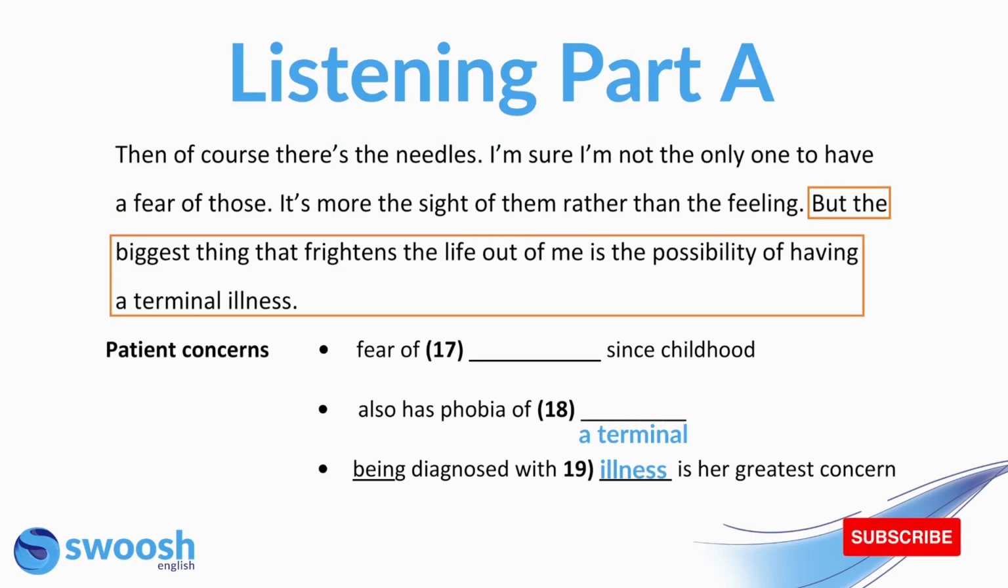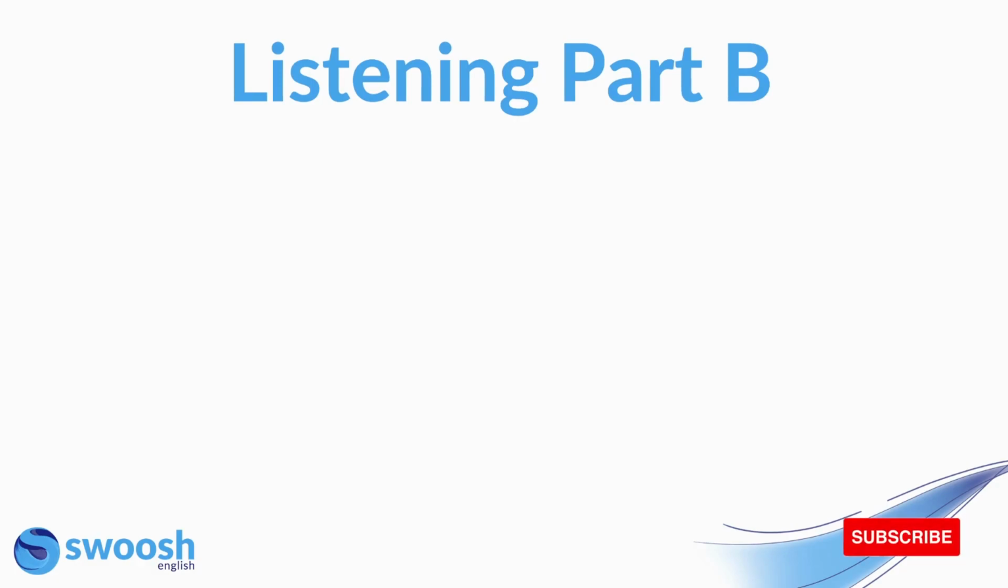And you can see that the patient says the biggest thing that frightens the life out of me. And in the notes, it says her greatest concern. So greatest concern is a different way of saying the biggest thing that frightens the patient. And then we have here terminal illness, which was the answer. So well done, everybody. Let's now move on and see how you can use the same method for listening part B.